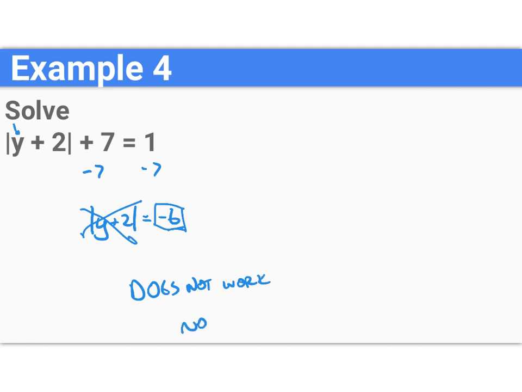Or no solutions is the proper math way to say it. There are no solutions for this one. And why? The absolute value cannot give you a negative. It can only give you a positive. Absolute value is positive.